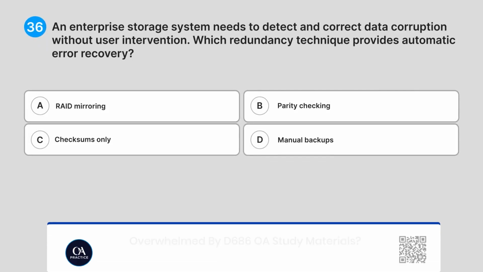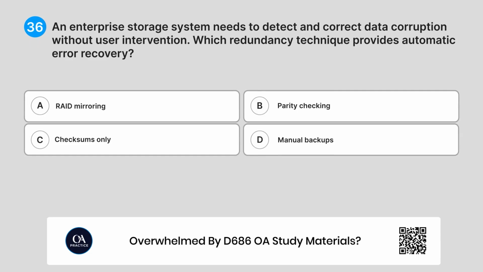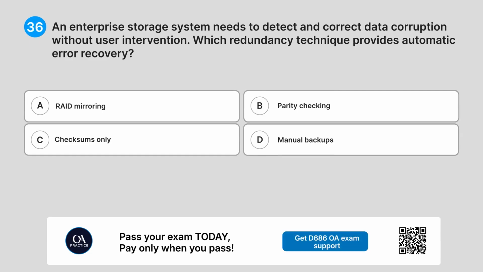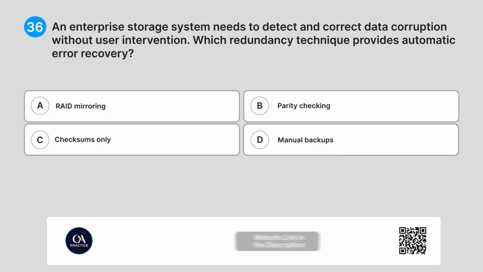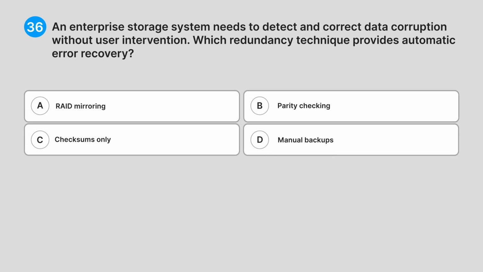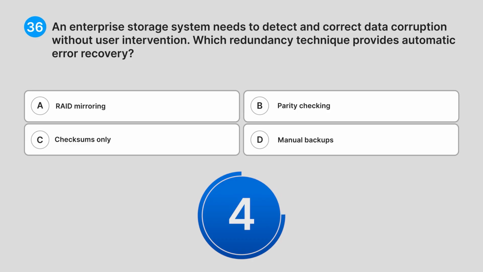36. An enterprise storage system needs to detect and correct data corruption without user intervention. Which redundancy technique provides automatic error recovery? A. RAID mirroring. B. Parity checking. C. Checksums only. D. Manual backups. Do you know the answer?